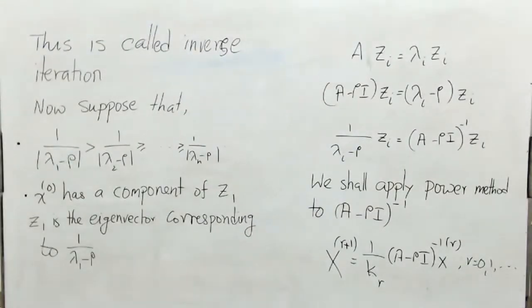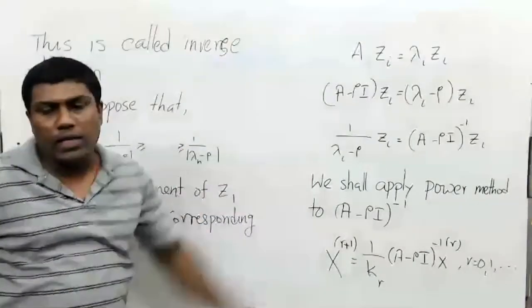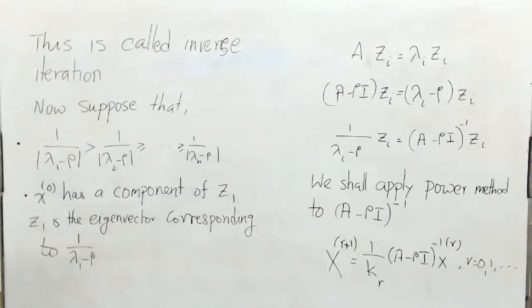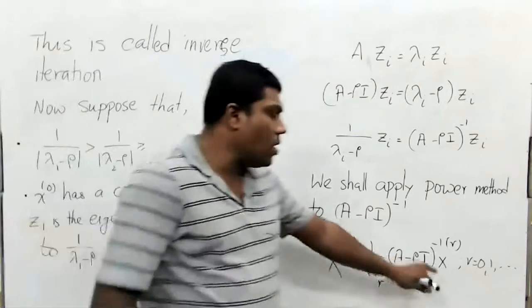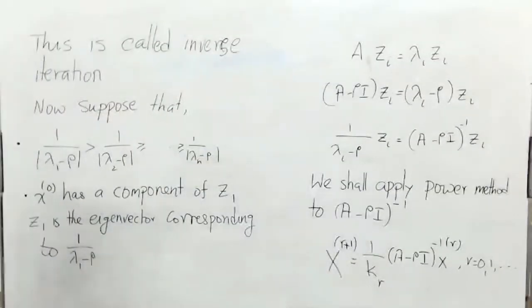Okay, so let us start again. What we are looking at is the inverse iteration, right? We are trying to find the largest eigenvalue of the matrix (A minus rho I) inverse for some non-zero constant rho. That means we apply the power method, which we already applied for the matrix A, to the matrix (A minus rho I) inverse. We will have the same assumptions as in the other case.